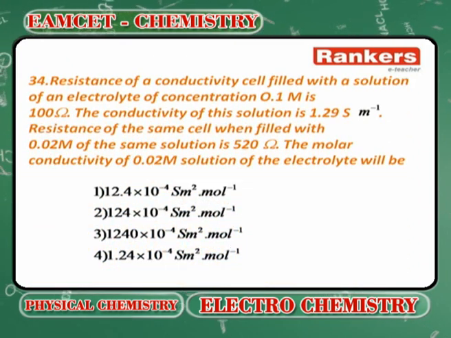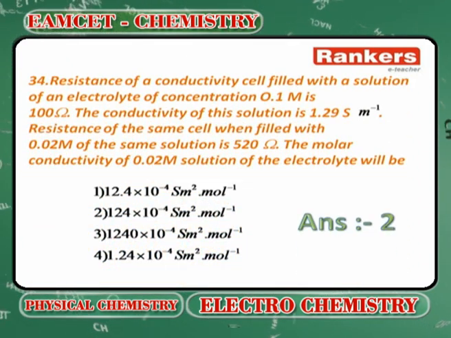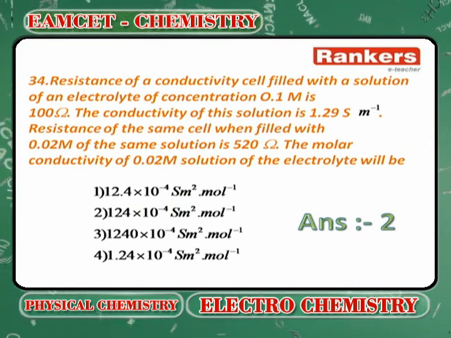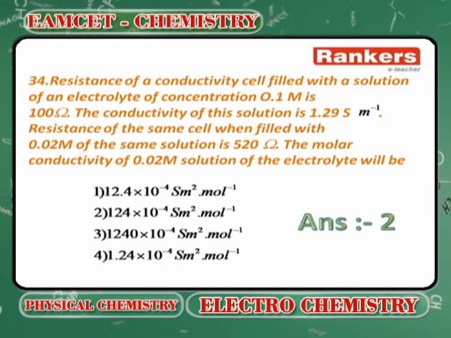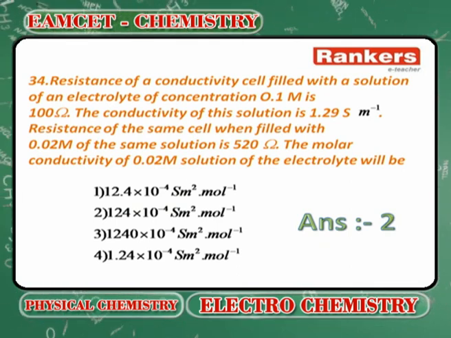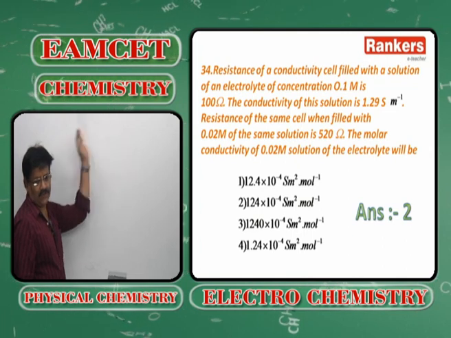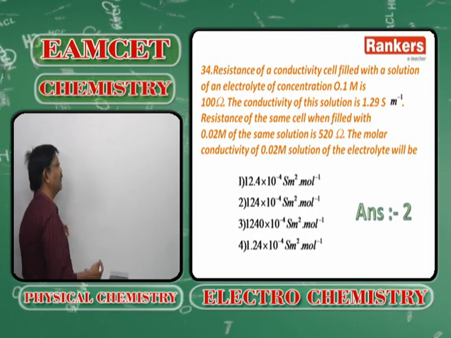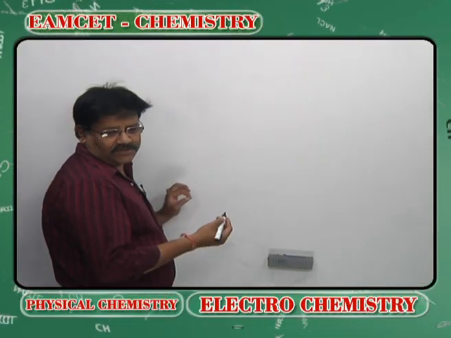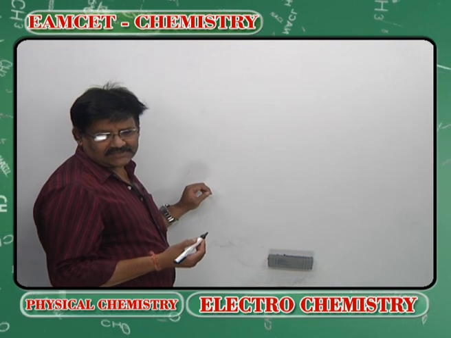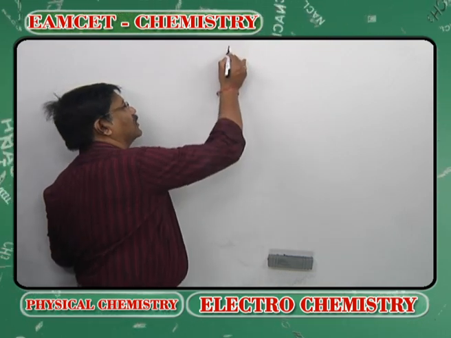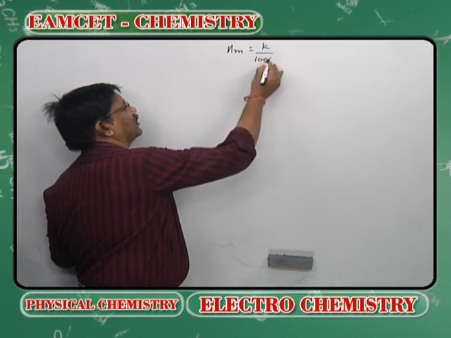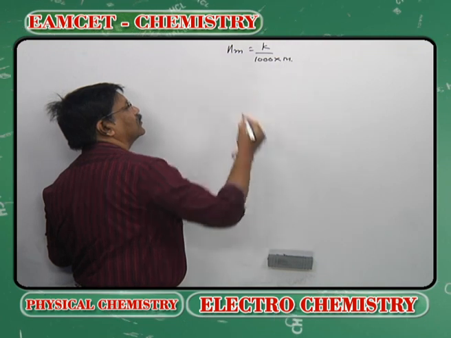Next question. So we'll do this peacefully. This is a two-step problem. This problem will be useful for those students who are appearing for the NEET. In our yesterday's class, I told you one point: how to get conductivity in MKS systems. In MKS system, lambda m is equal to K by 1000 into molarity.